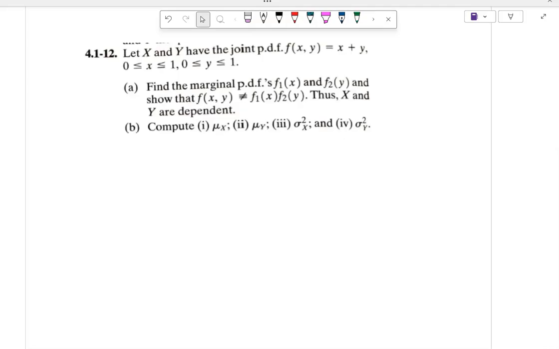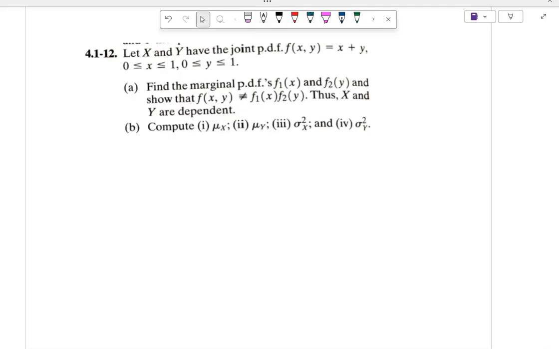Here's one that's a joint PDF, a joint continuous probability distribution. Say that my f of x, y is x plus y, where my x's run from 0 to 1 and my y's run from 0 to 1. Now, is your sample space rectangular here? Yes. This is important though. Just because it's rectangular, does that mean they're independent?